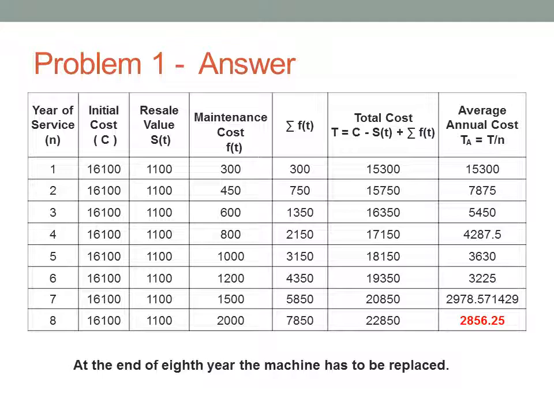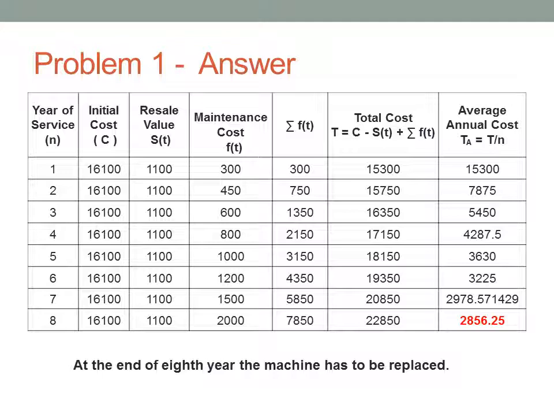So after finding that, now we are getting 15,300 for the first year. Likewise, we need to find the total cost for all the other years. Then we need to move on to the average annual cost.